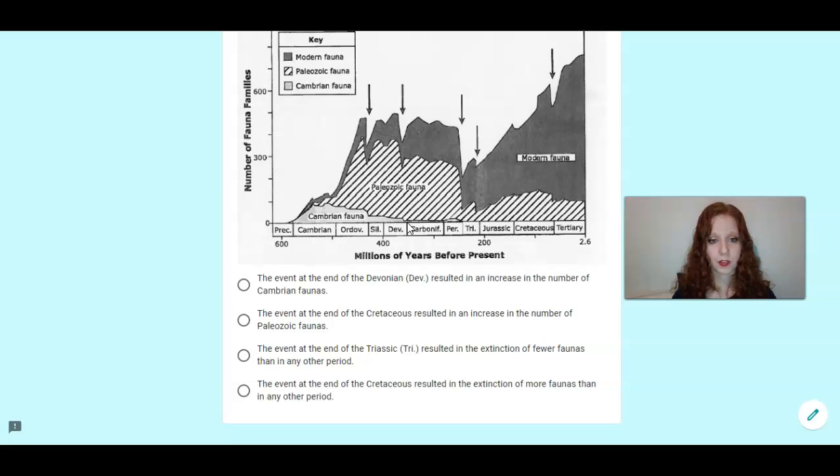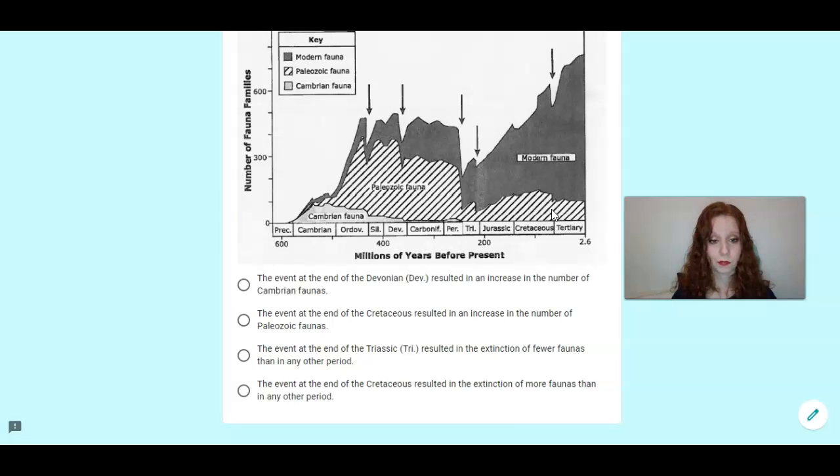Second one, the event at the end of the Cretaceous resulted in an increase in the number of Paleozoic faunas. So we'll find our Cretaceous, the event at the end of it, increase in Paleozoic. So right here, no, that's another decrease and drop off from what I'm seeing. So that one's not looking too good.